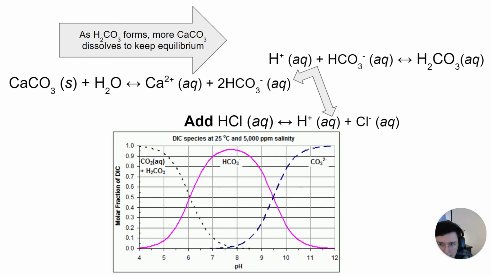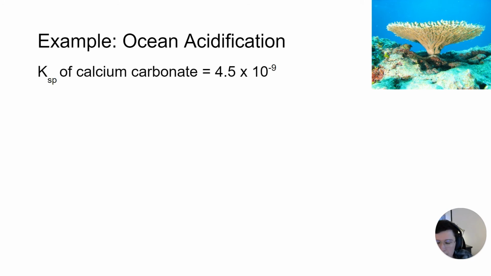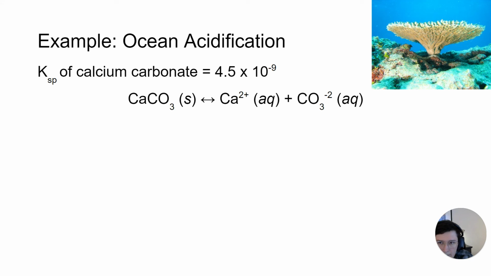All right, so a real world example of this is ocean acidification. So the solubility product of calcium carbonate is 4.5 times 10 to the negative 9th. And this is, again, if you haven't memorized it yet, the equation for calcite dissolution. And calcite is what table coral, like up in the top right, makes its bones out of. So the structure, its skeleton, essentially.